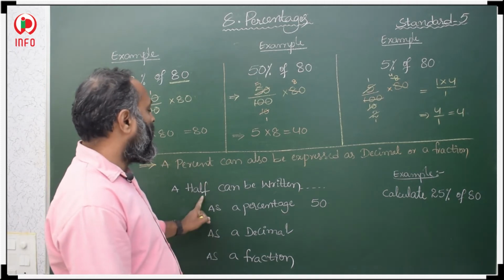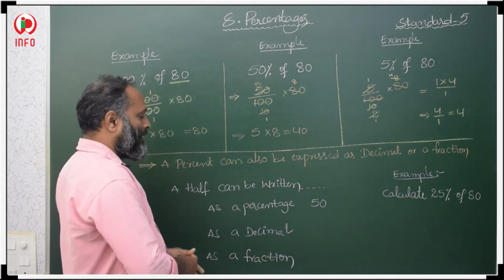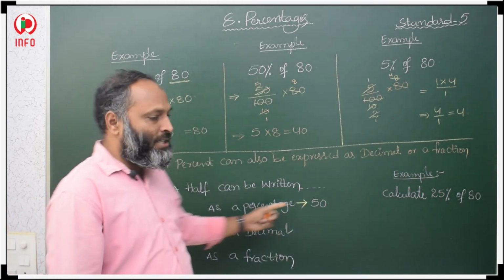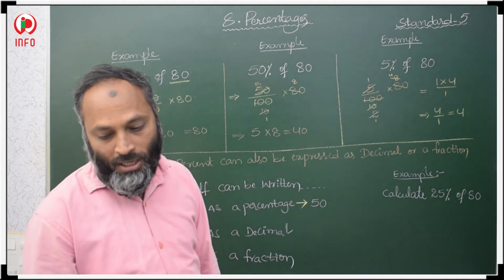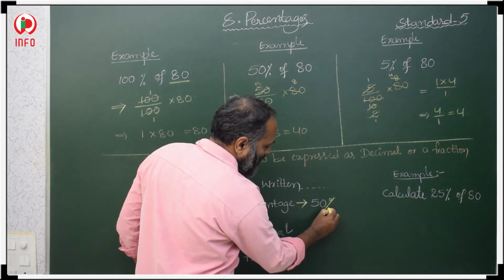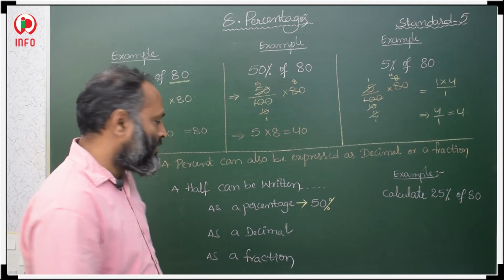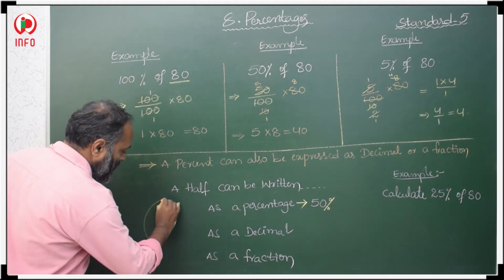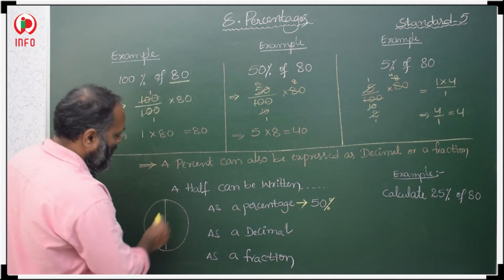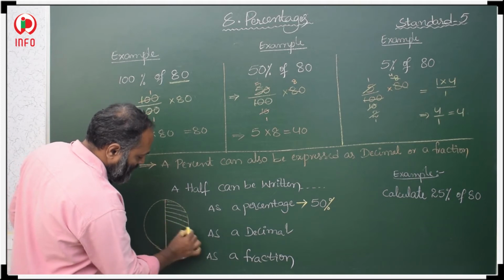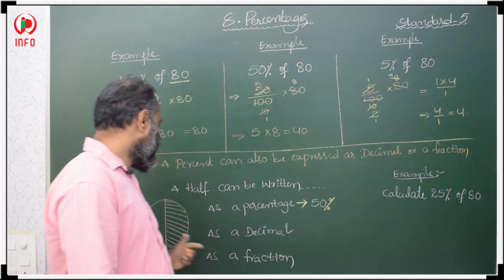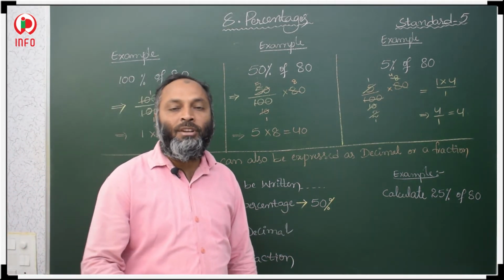First, how to convert a fraction into a decimal as well as a percentage. Half can be written as a percentage: half means 50%. 50% means half of a portion. Suppose there is a complete pizza. If you ate half of the portion, then how much percent did you eat? You ate 50%.